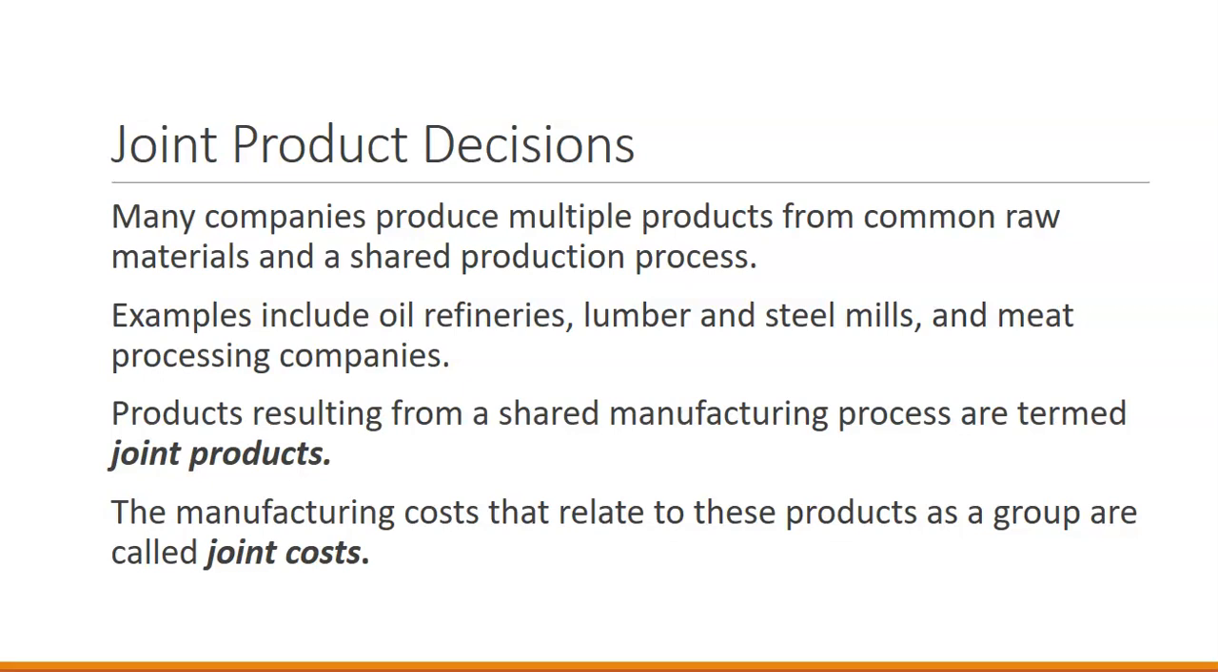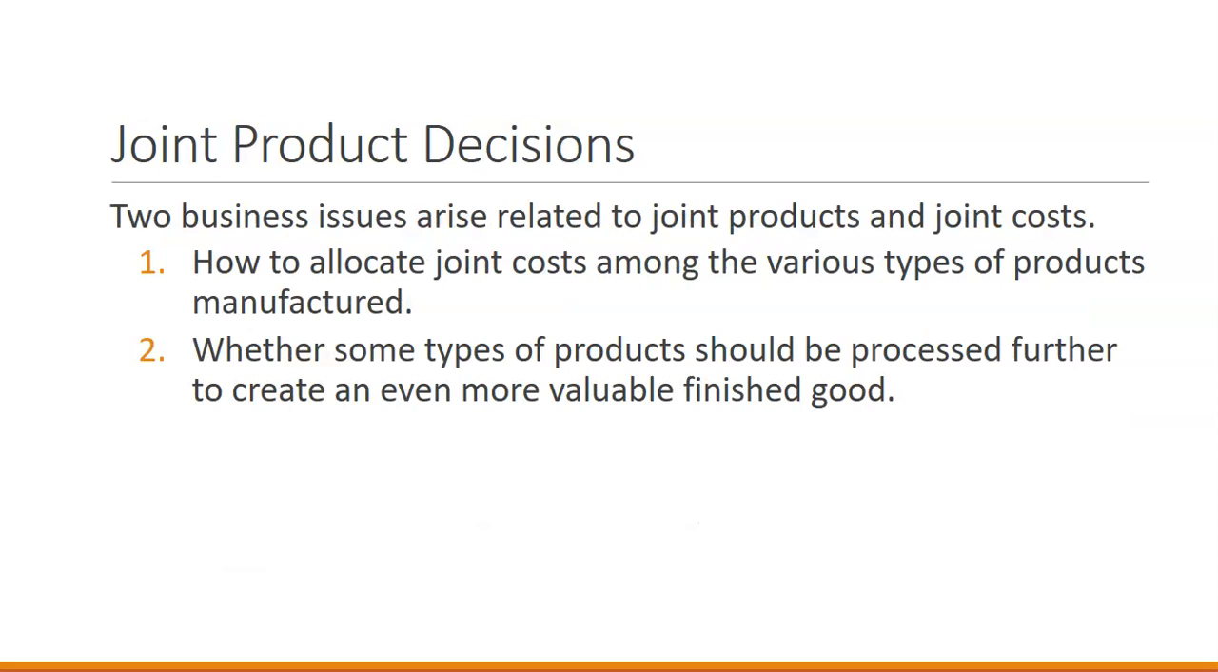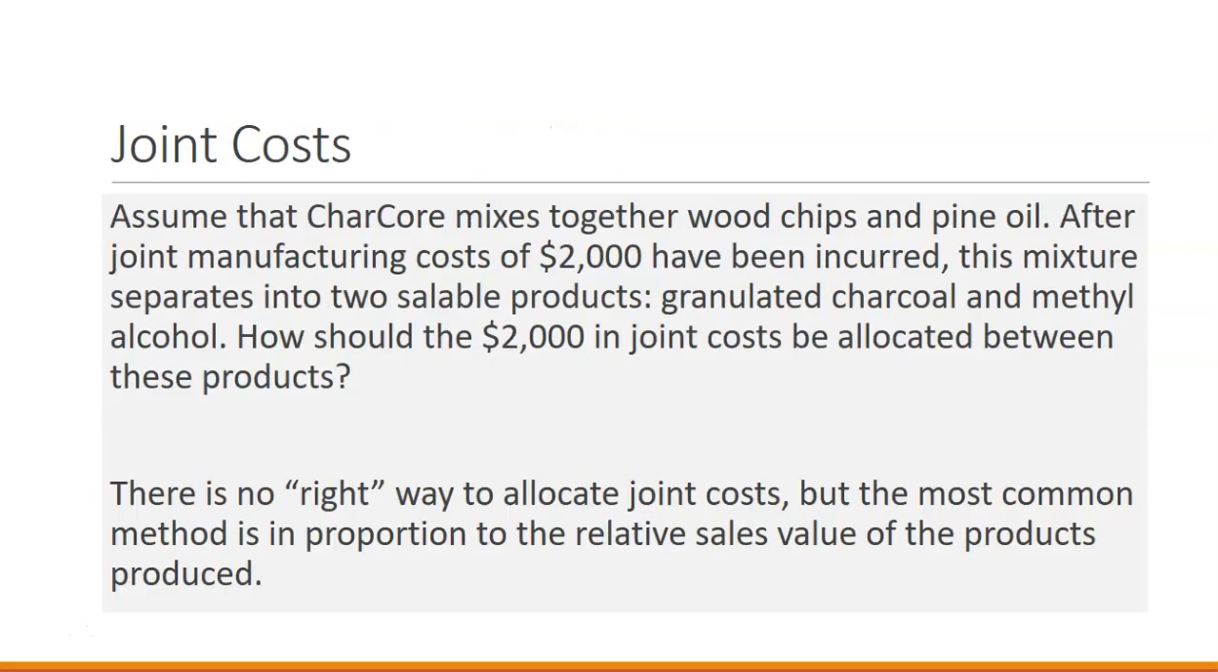When we then get to the part in the process where trees can become multiple different kinds of lumber, or a meat processing company can produce multiple types of meat, we have to decide how we're going to allocate those joint costs from the joint production process to the individual products. So how do we allocate joint costs among the various products? And how do we decide whether we should process products further or sell them at what is called the split off point?